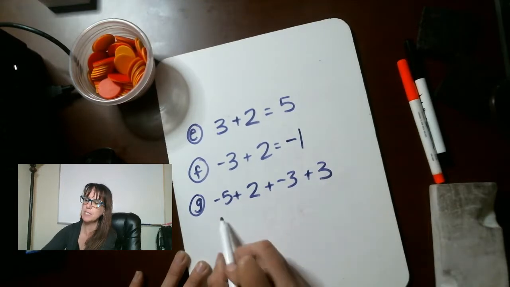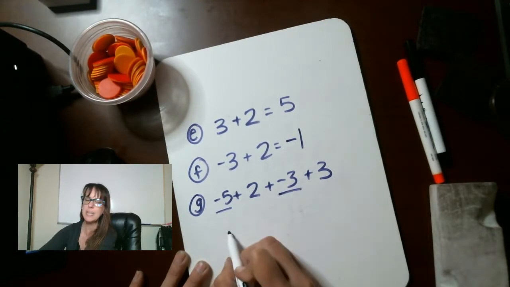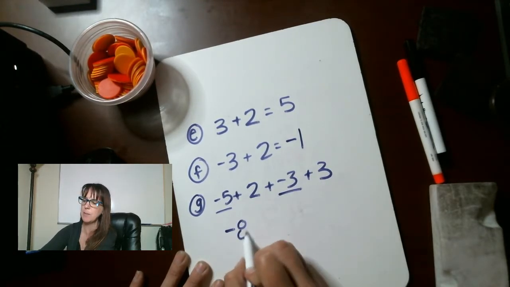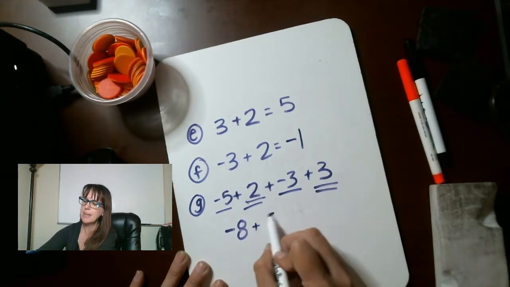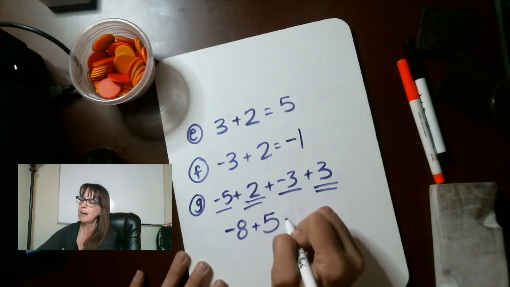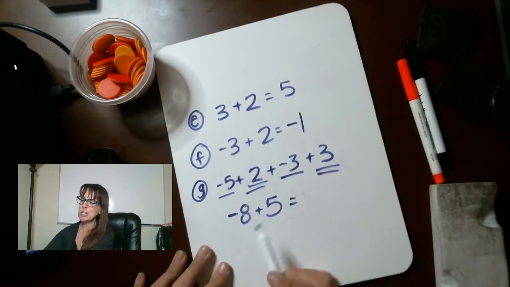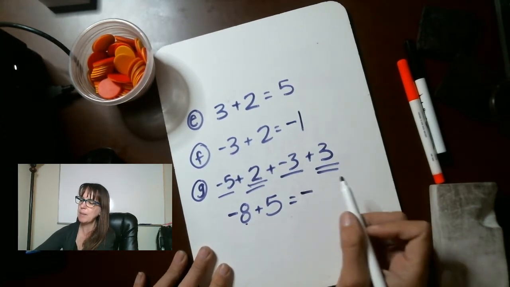And G, we have -5 plus 2 plus -3 plus 3. Let's gather up our teams. We have a -5 and a -3. The negative team is now 8 people big. The positive team is now 5 people big. Which team is larger? Looks like our negative team is larger, and by how many?